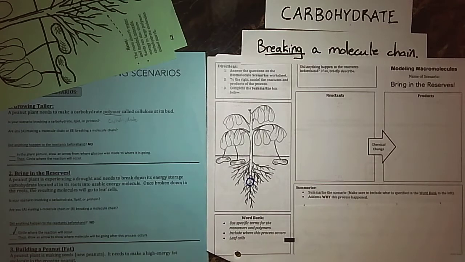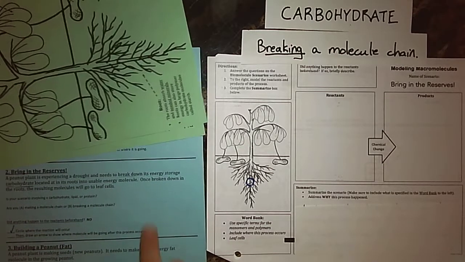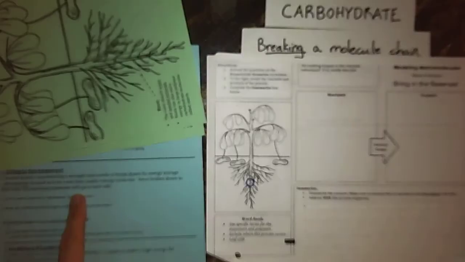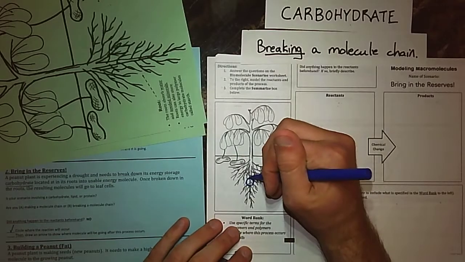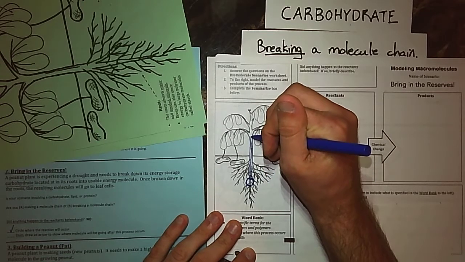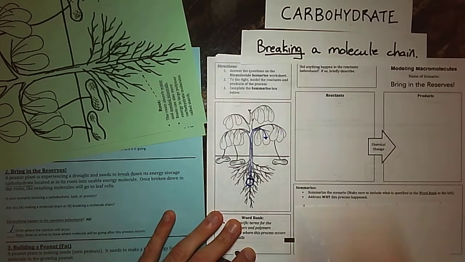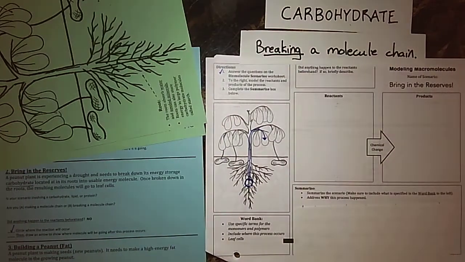Then it says, draw an arrow to show where the molecule will be going after this process occurs. So where's that monosaccharide? Where's that glucose going to go? And if I just read the problem, it says, once broken down in the roots, the resulting molecule will go to the leaf cells. So I'm going to have my glucose going through the stem and just to any leaf cell. So I've answered my questions on my biomolecule sheet.